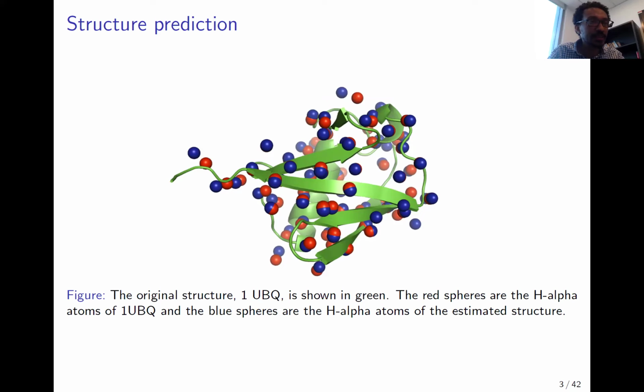multidimensional scaling. In this particular case, this is a structure prediction problem. We have the original structure shown in green, and we have the red and the blue, which are the actual structure and the estimated structure. The goal in protein structure prediction is this: we get measurements from NMR, nuclear magnetic resonance spectroscopy, or X-ray diffraction. We have some of the distances between the atoms, and the goal is to leverage these distances to predict the 3D structure of the overall protein from the limited distance measurements that we have.